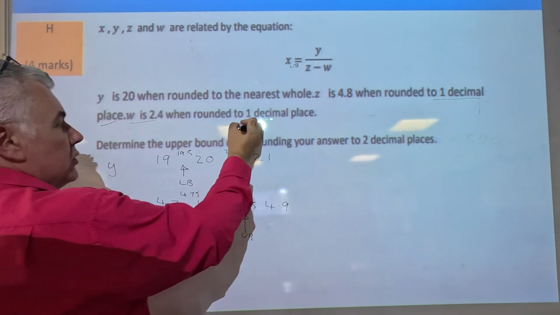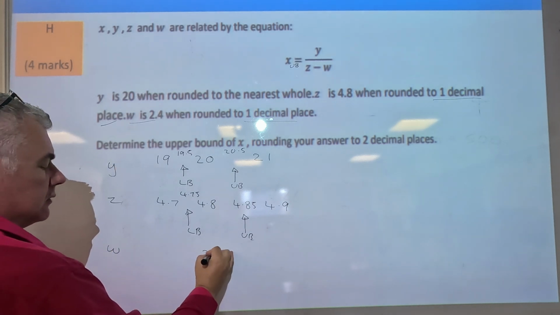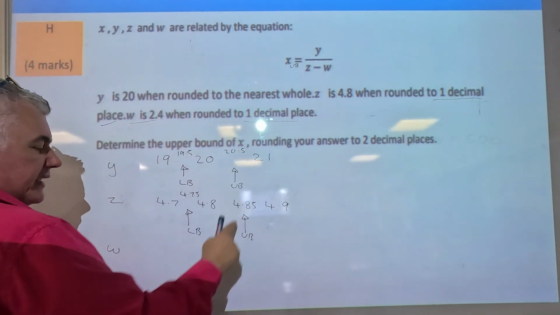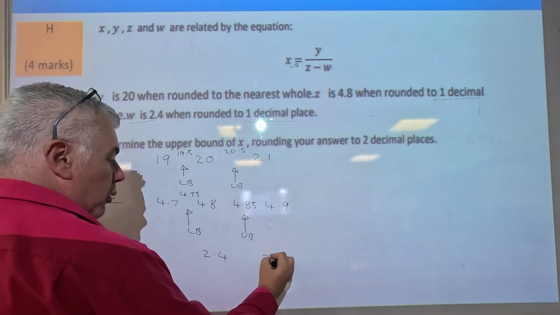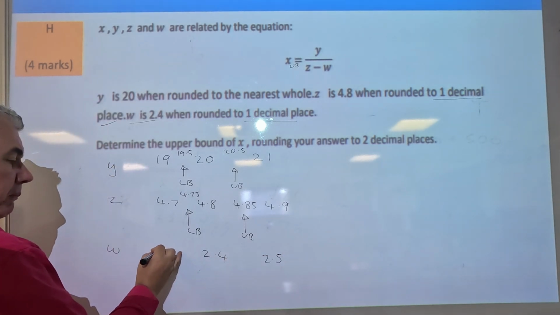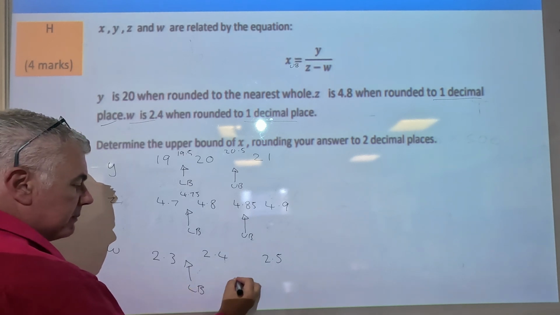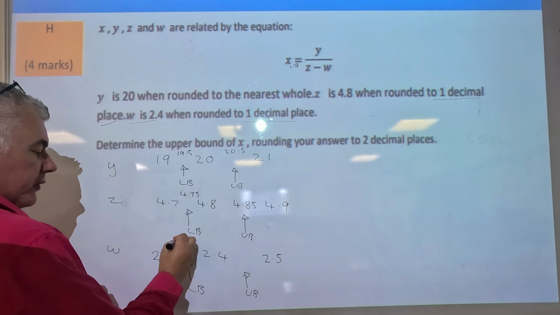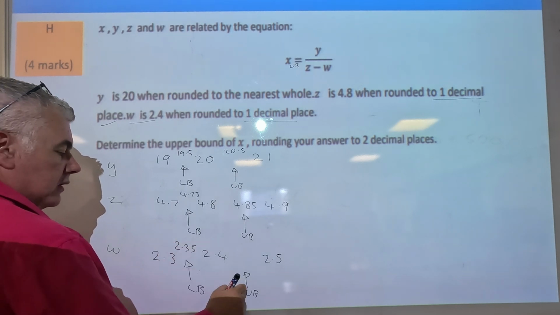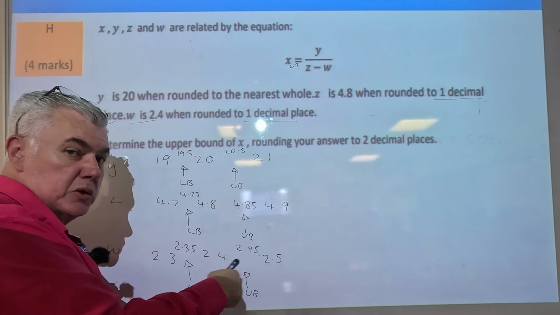W is 2.4 to one decimal place. Let's sort out W. One decimal place again. This is the number that has been rounded possibly. Going to round it up by 1. Going to round it down by 1. My lower bound is in the middle. My upper bound is in the middle of those two. 2.35. 2.45. This is often enough to get you a mark in the exam.